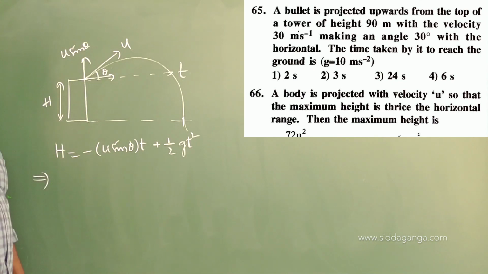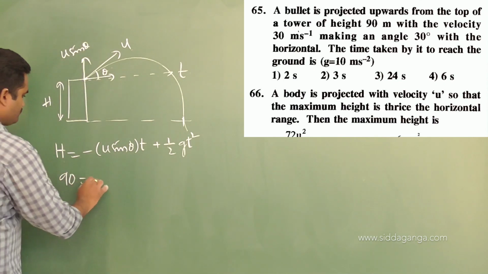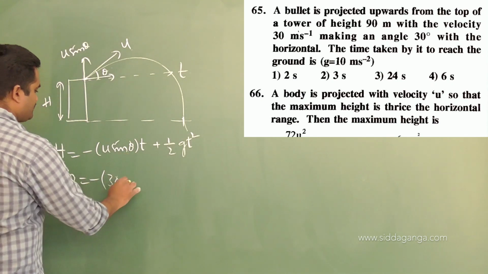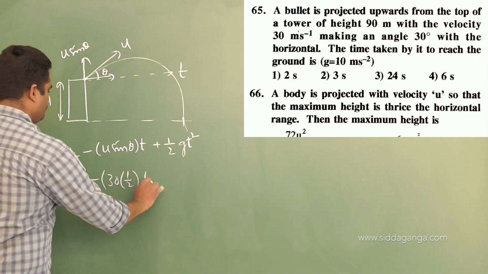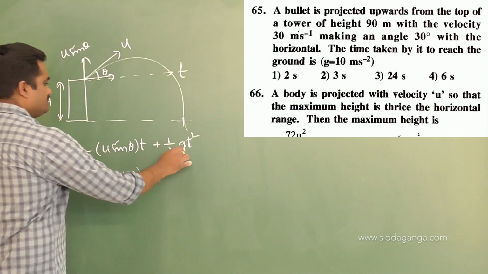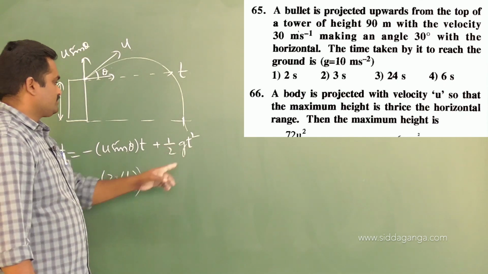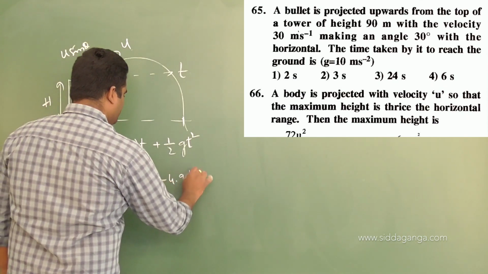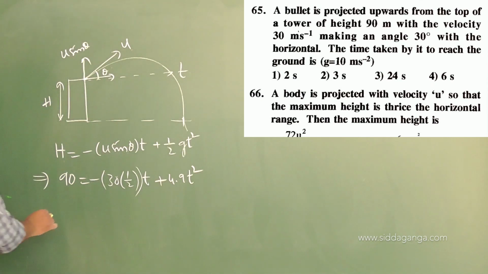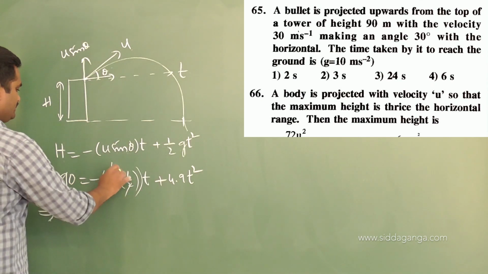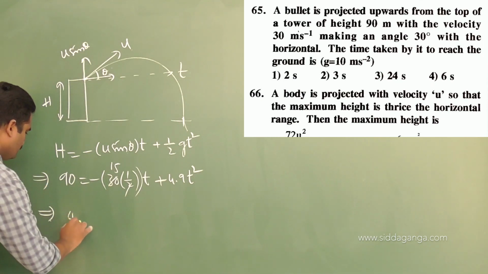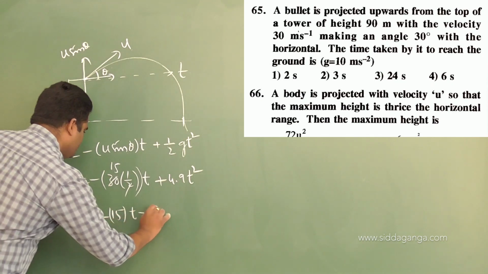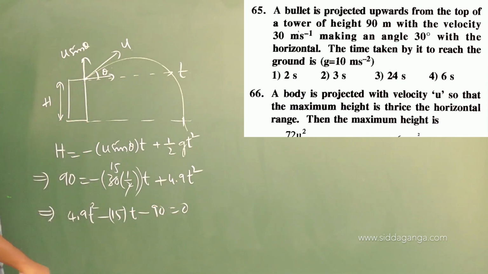The H value they have given, height is 90 meter, equals minus of initial velocity 30 into sin 30, which is 1 by 2, directly I will write, into t. Then half into g into t square, g value is 9.8 divided by 2, that is 4.9, so 4.9 into t square. If I write this equation, 2 1s are 2, 2 15s are 30, so you will get 4.9 t square minus 15t minus 90 equals 0.